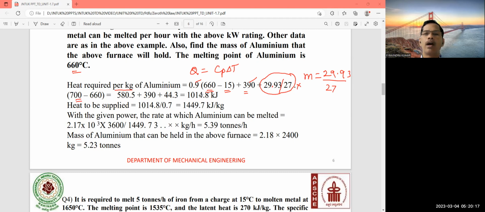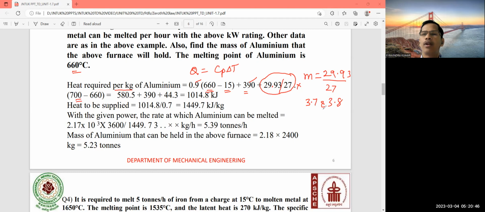Then you can get the answer, that is 1014.8 kilojoule. So you will get this particular problem from the PK Nag textbook. You can observe this is a solved problem, which is the connection of 3.7 and 3.8. So there are two problems that are connected, 3.7 and 3.8.